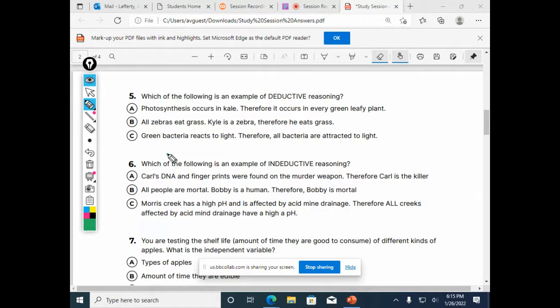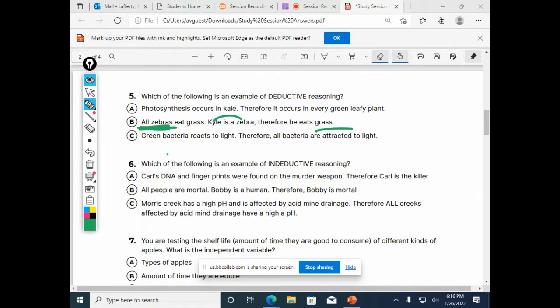B. Good. So all zebras, I got very creative with this. I hope you guys can appreciate it. All zebras eat grass. Kyle is a zebra, therefore he eats grass. That's about one zebra named Kyle. Now, if we're looking at the flip side of that, photosynthesis occurs in kale. That's one plant species. Therefore, it occurs in every green leafy plant.